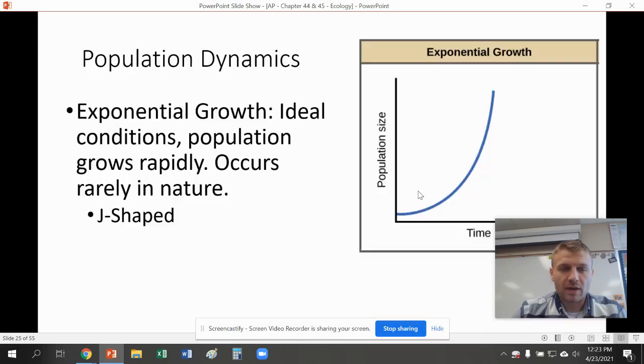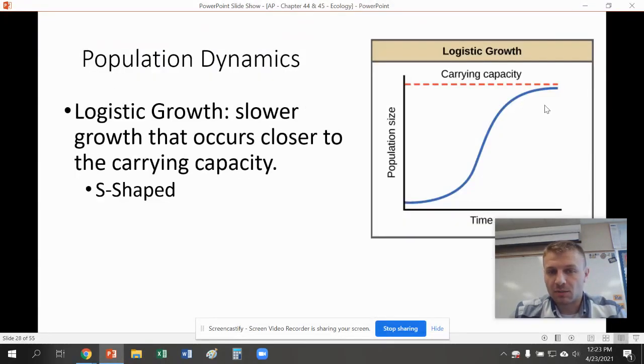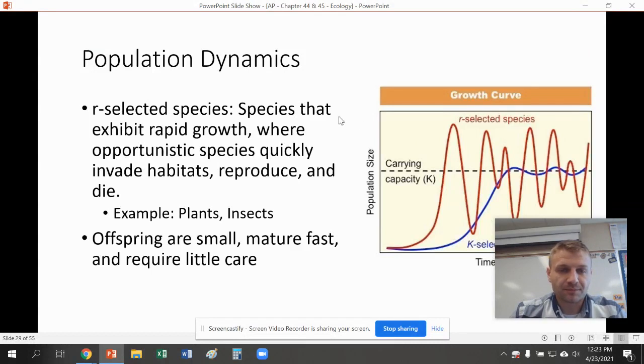I forgot to mention, I'm going to go back here really quickly. This is a J-shaped curve. So you can see here, when somebody's talking about a J-shaped curve in a population study, they're talking about exponential growth. And we're looking at the S-shaped curve, that's logistic growth there.